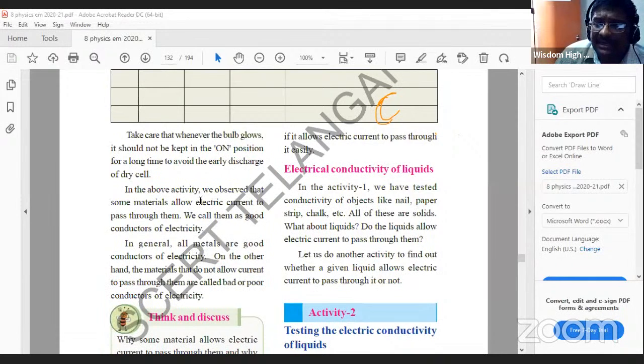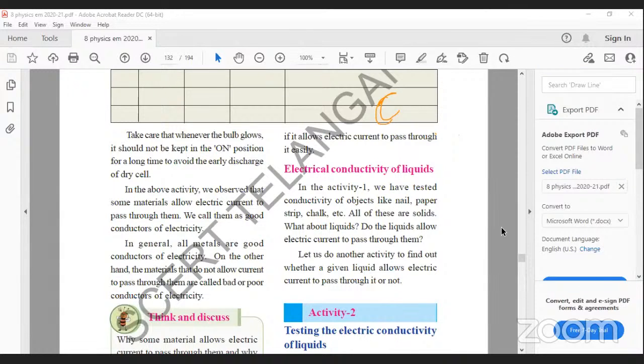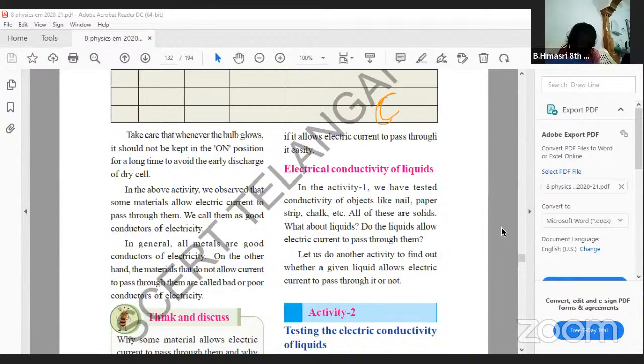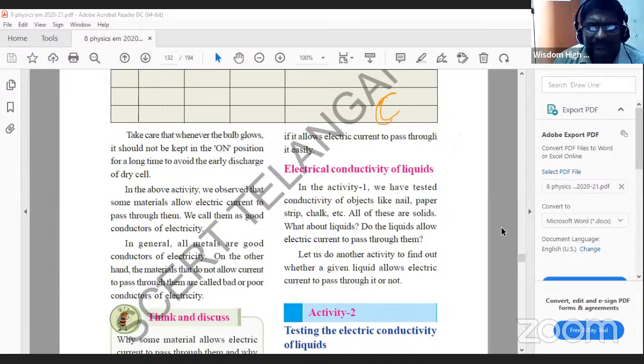Next, how can we construct an electric circuit? What materials are required here? Yes, cell, safety pin, light, and wires. Light means here an electric bulb, an LED bulb. What is the use of an LED bulb? In its place we may use any other bulb. Why do we have to use an LED bulb here? What is the main reason?